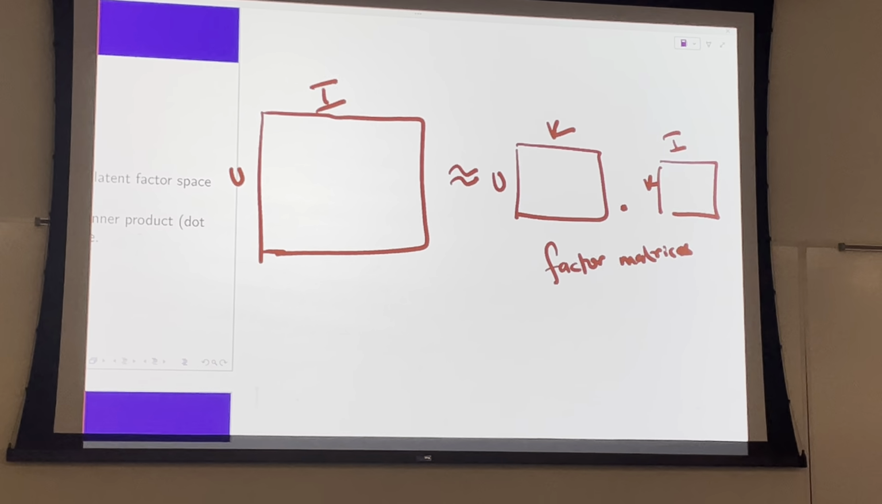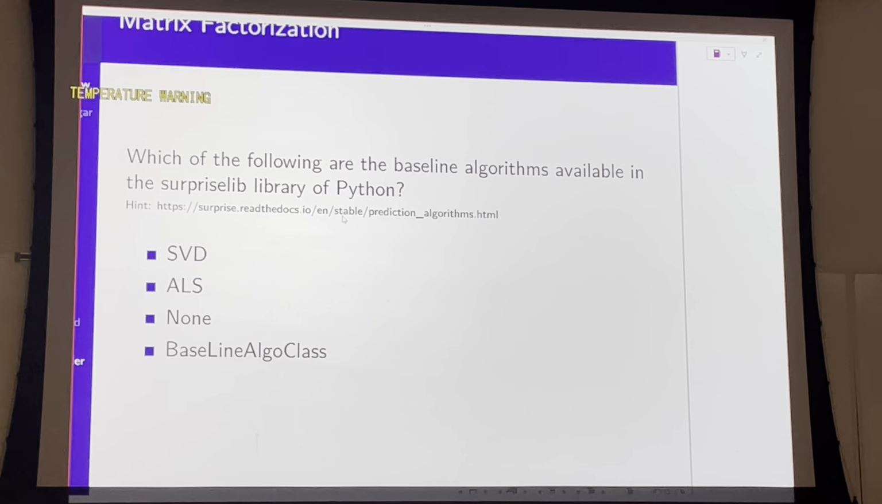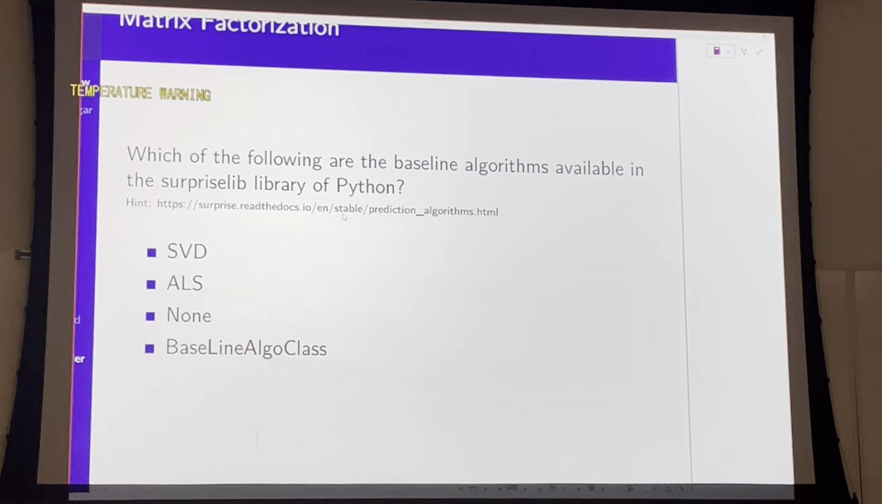So again, my next question is, which of the following are baseline algorithms available in surprise library of Python? SVD and ALS, these are the two algorithms available for matrix factorization.